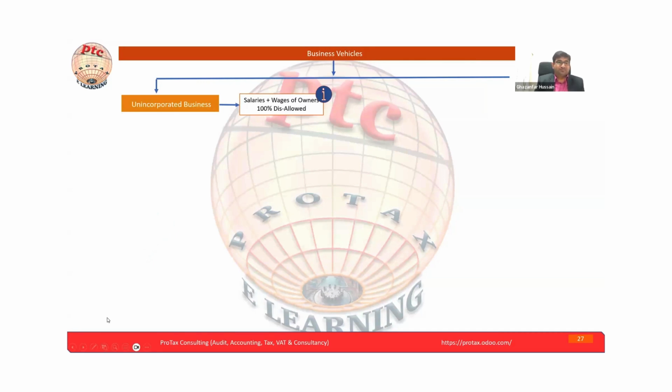Now, our first vehicle is the unincorporated business. In the category of unincorporated business, we normally understand the sole establishment. What is a sole establishment? If a natural person owns a company under his own name, as the one owner of the company, there is no memorandum of association, because that company is not established as per the company law.